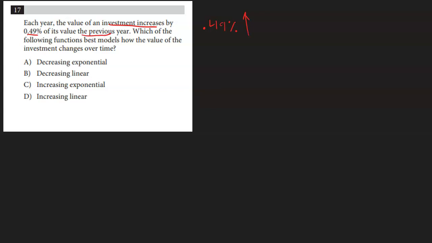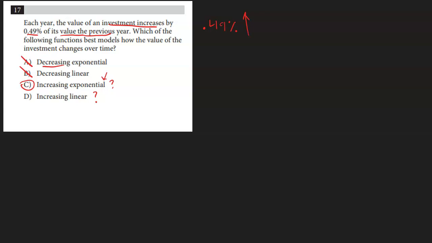So we know it's increasing by 0.49%. So immediately A and B are out because they're decreasing. So we know they're wrong. Now we know it's increasing, but we have to figure out whether it's exponential or linear. How we find that is through this key phrase they put in, where it increases by 0.49% of its value the previous year, meaning it's compounding, like compounding interest in stocks. And if it's compounding based off the previous value, it must mean it's exponential. So C is the correct answer.